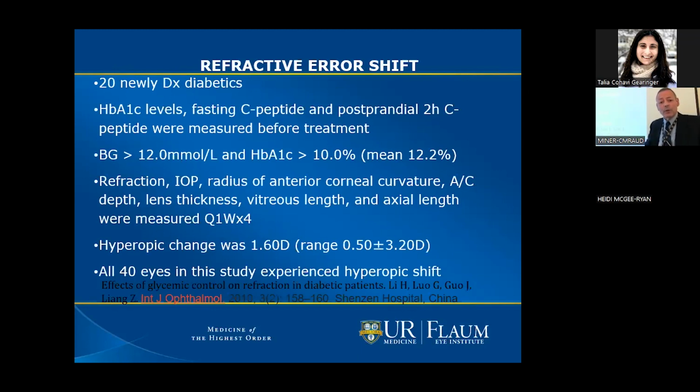I wanted to share with you a study that I came across that looked at this refractive error shift issue, and they looked at 20 newly diagnosed diabetics.